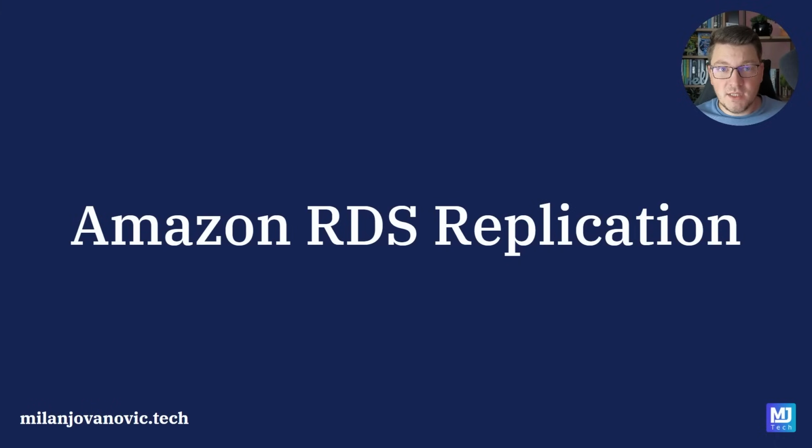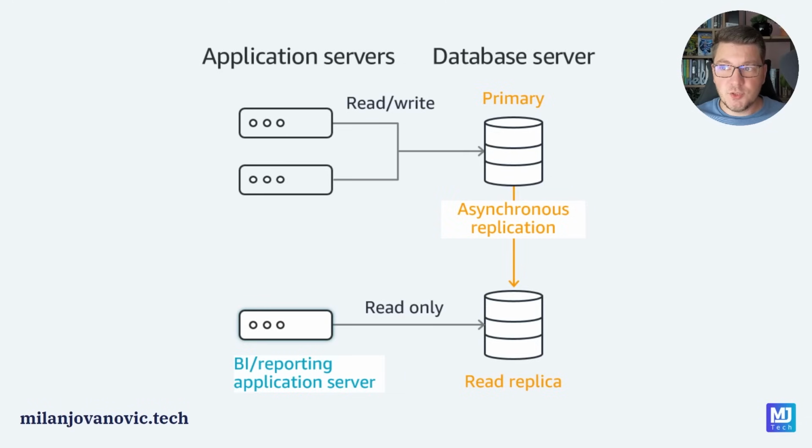Now, if you don't need high availability, a multi-AZ deployment, and automatic failover, and you just care about scalability, you can look into the Amazon RDS replication feature. What this allows you to do is to configure a read replica of your primary database. The read replica is kept in sync using asynchronous replication, and I have to note that read replica support is going to depend on the database engine that you choose.